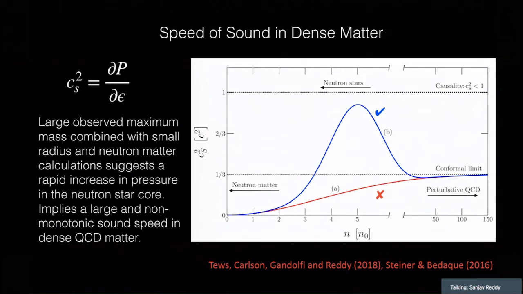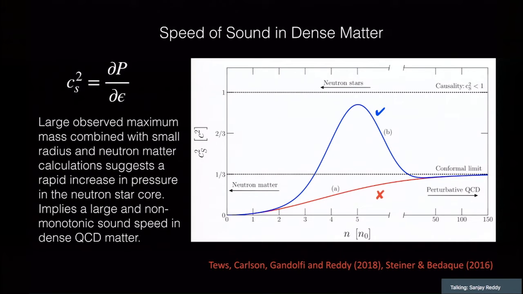So there are two possibilities for what happens in nature. One possibility is shown by the red curve, where the speed of sound increases monotonically from what we calculate at low density to its maximum value of 1/3, which is what happens in perturbative QCD. A second option is, of course, that the speed of sound increases very rapidly, goes to a value that's greater than 1/3, and then maybe through phase transitions or strongly correlated quark systems, the speed of sound decreases and then matches on to perturbative QCD.